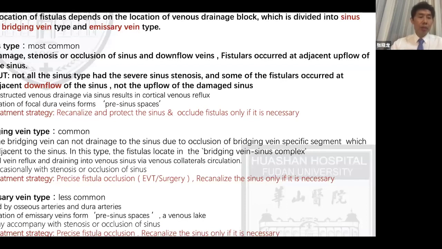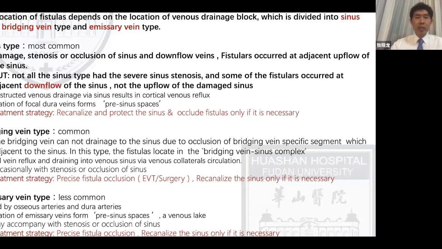The third type is the M-driven type. This is the less common and it is very difficult to give a precise diagnosis. This type is fed by the accessory artery and dural arteries. The dilation of the M3 vein from the presinus space we call a venous lake. Many of them are accompanied with stenosis or occlusion of the sinus. The treatment strategy is the same as the brain-driven type: precise fistula occlusion, and recanalize the sinus only if it is necessary. These two types are similar, but the M3 vein type is very difficult to diagnose, so we separate it as a solo type.